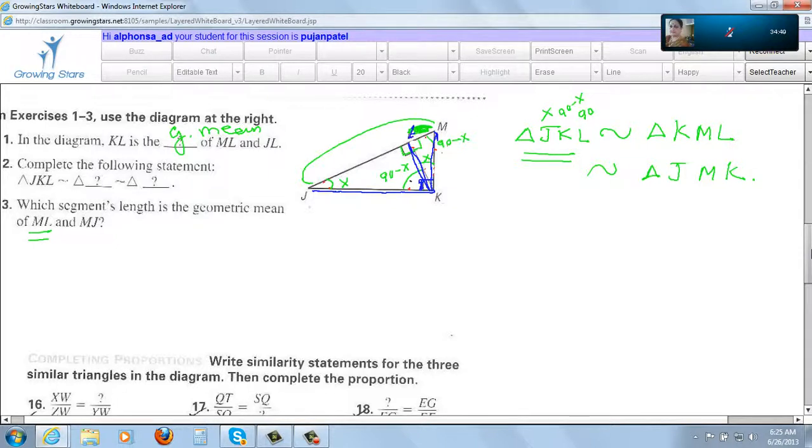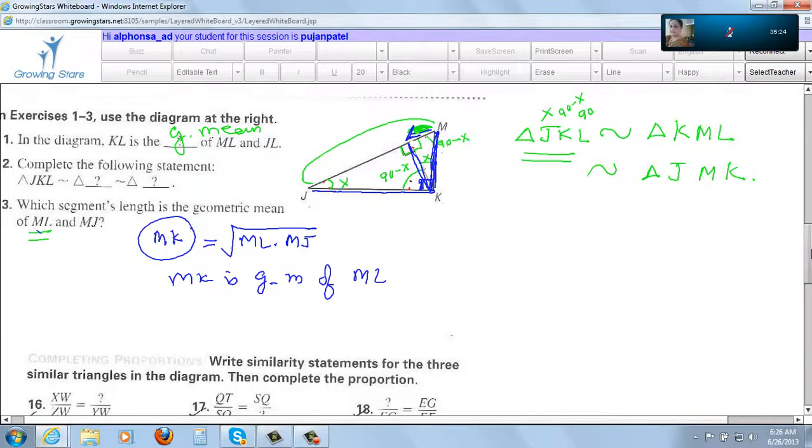See, here you have the product of ML and MJ. ML is adjacent to this altitude, isn't it? So it is the geometric mean of MK. MK is equal to root of ML times MJ. So we say that MK is the geometric mean of ML and MJ.